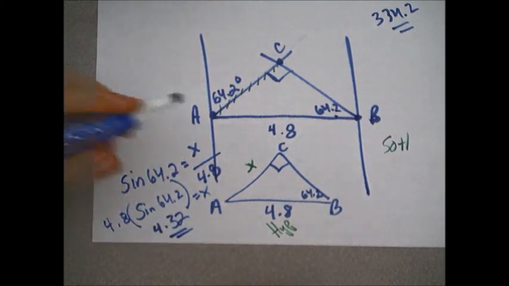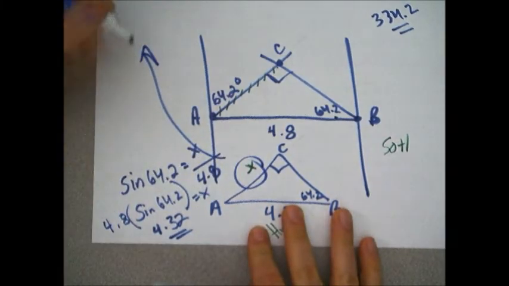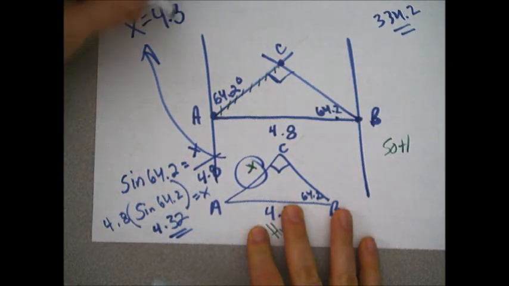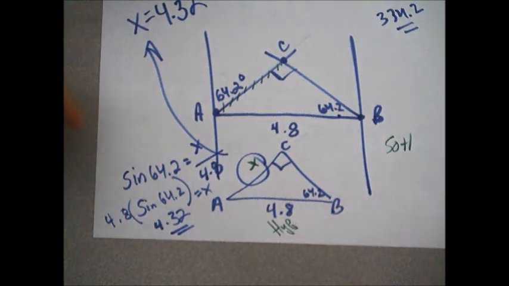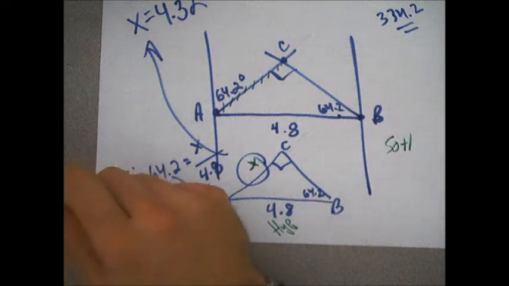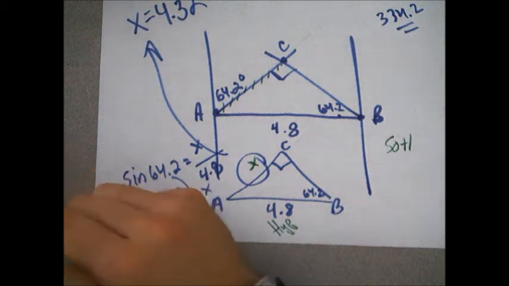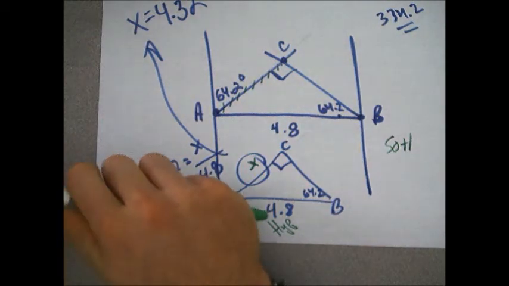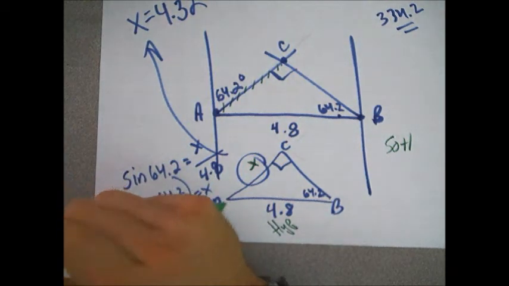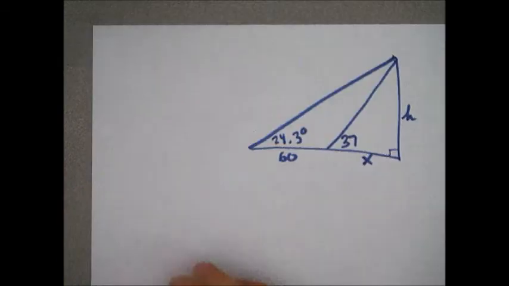4.32. So this x right here, 4.32, and what's our units from? Kilometers. Make sense? Okay. Will you take off if we don't put kilometers? No, I will not take off, but at this point in pre-calculus, you should include your units. Make sense, guys? Okay.